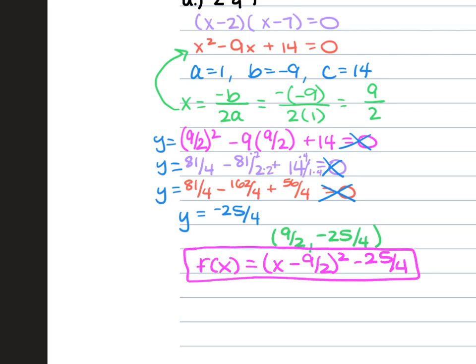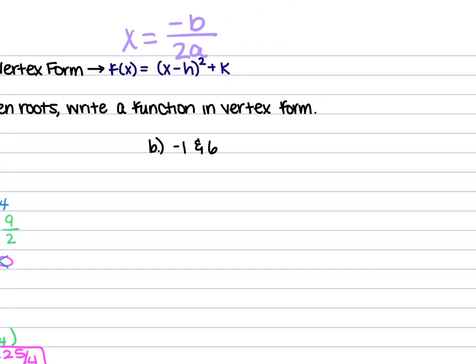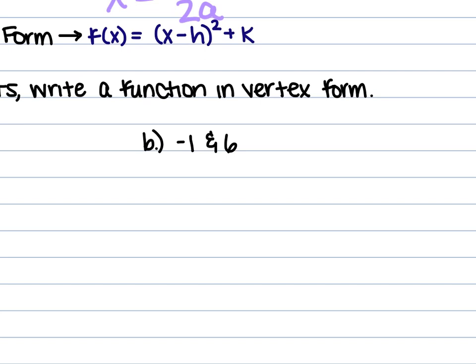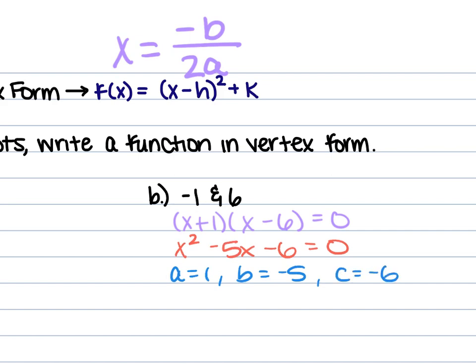So once you get your h and your k, or your x and your y, you're just plugging them into your formula. If we look at example B, we have negative 1 and 6. So this is going to be x plus 1 times x minus 6 is equal to 0. We're going to FOIL this to give us x squared minus 5x minus 6 is equal to 0. From here, our a is 1, our b is negative 5, our c is negative 6.